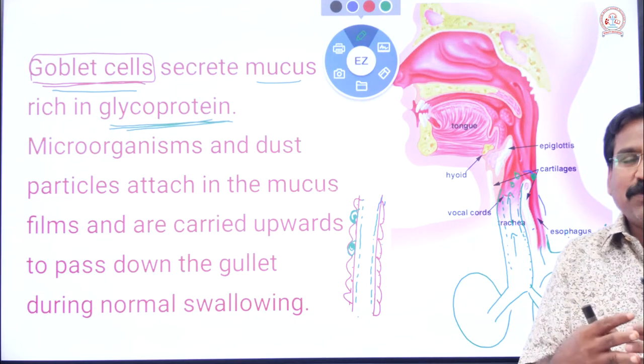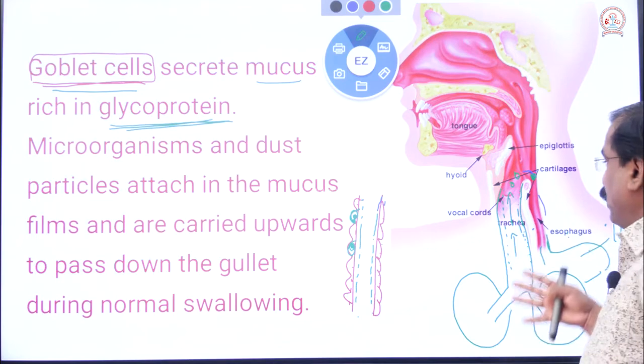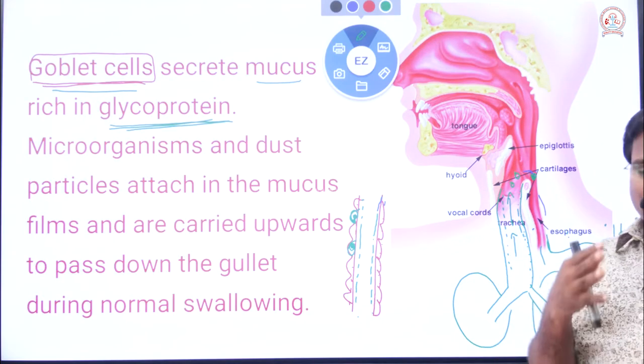So those pathogens are destroyed. See what a beautiful mechanism.